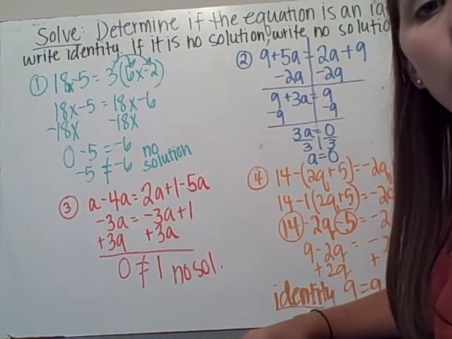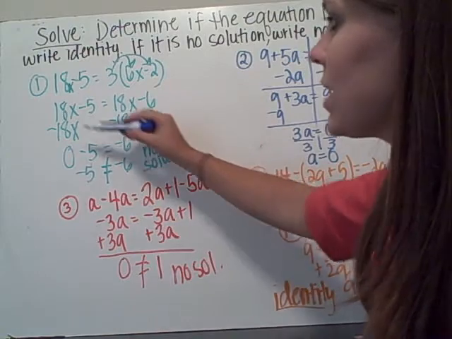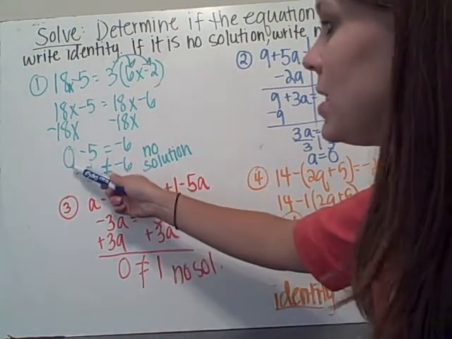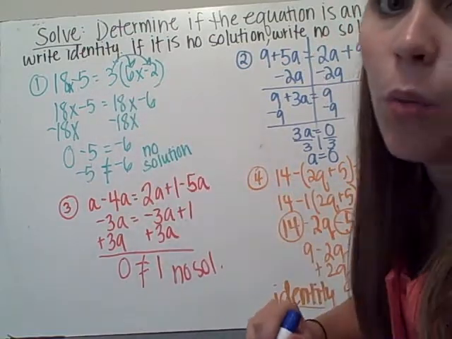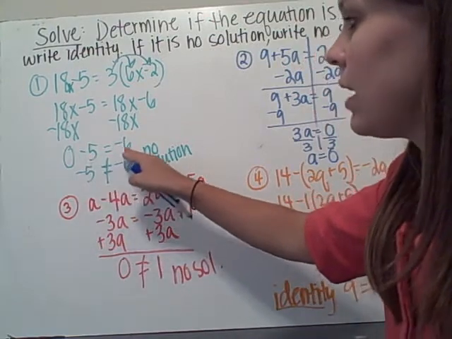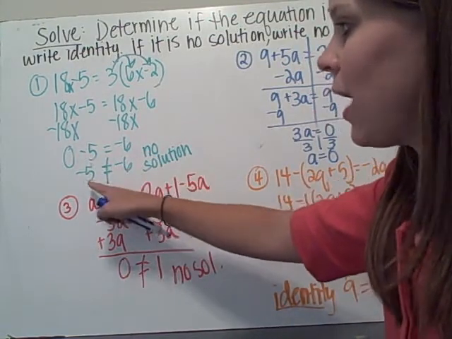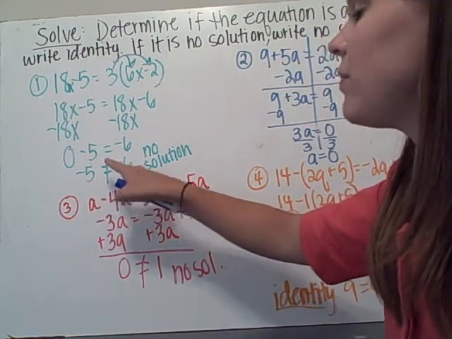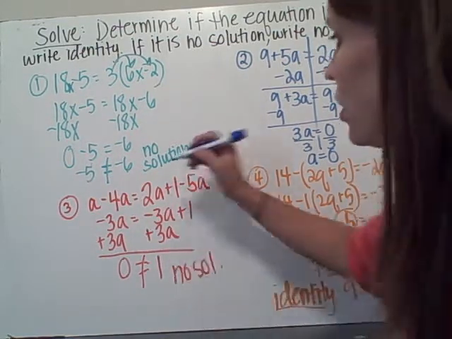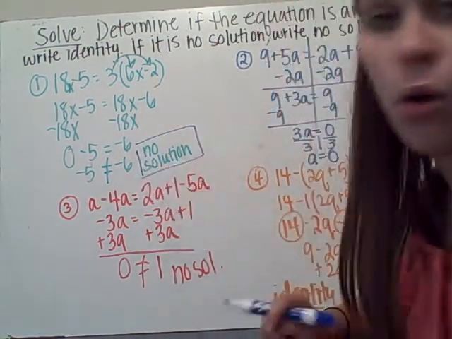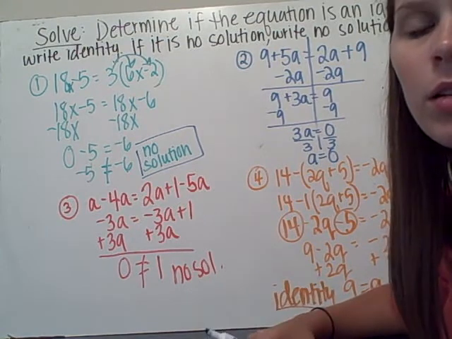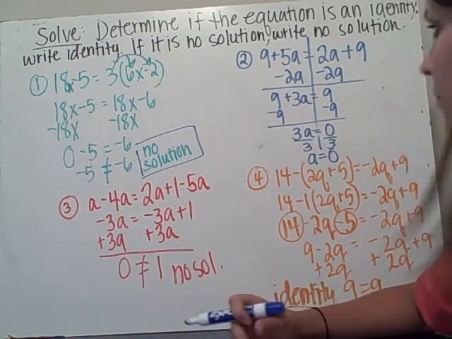Now I want to get all my variables on one side, so I subtract 18x on both sides. Well, 18 minus 18 gives me 0, which means that x went away. Now I'm just left with 0 minus 5 equals a negative 6. Well, 0 minus 5 is a negative 5, and negative 5 does not equal a negative 6. The statement is not true, so therefore it is a no solution. If the statement is not true, then we cannot have a solution that is possible.